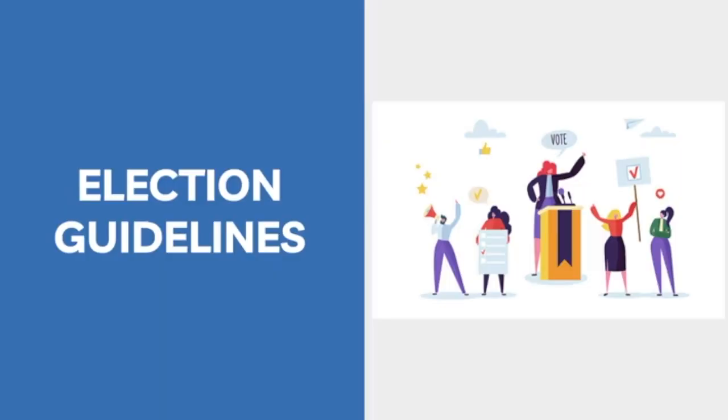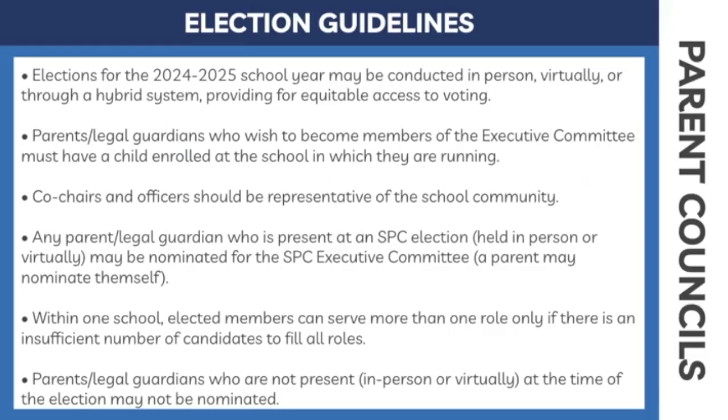We are at the election guidelines. Here comes the fun part. What does this look like? Elections may take place in person, virtually, or a combination of both, called hybrid. The main point is that it has to be accessible to all families.